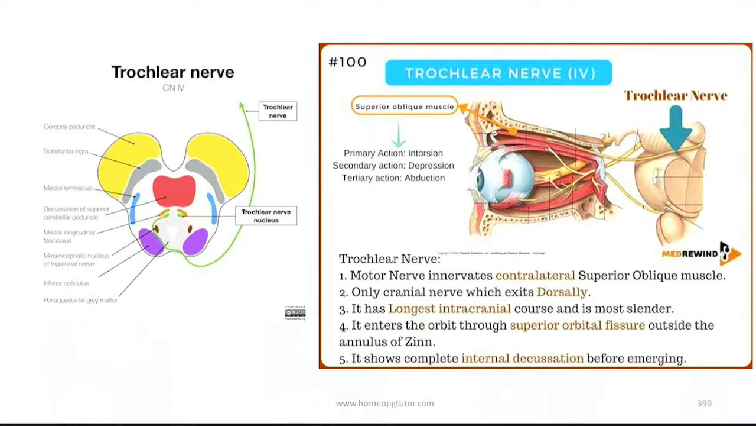It is the fourth cranial nerve, a paired cranial nerve, and the smallest by the number of axons. But even though it is small, it has the longest intracranial course. See the third point over here: the most slender, and it has the longest intracranial course. The other thing you have to remember is about the origin, which we will deal with now.